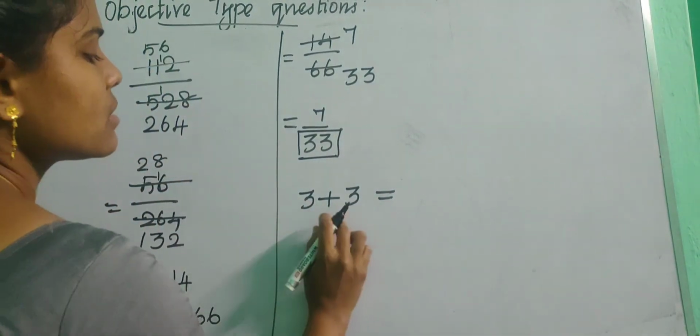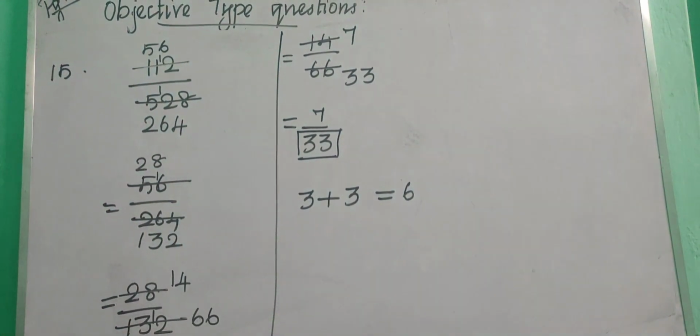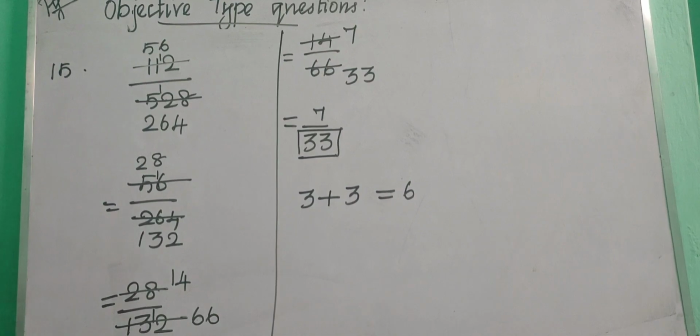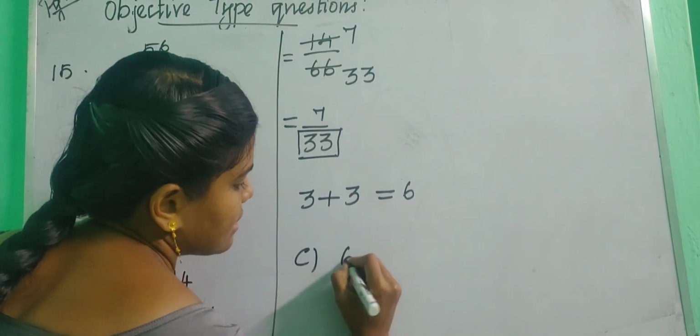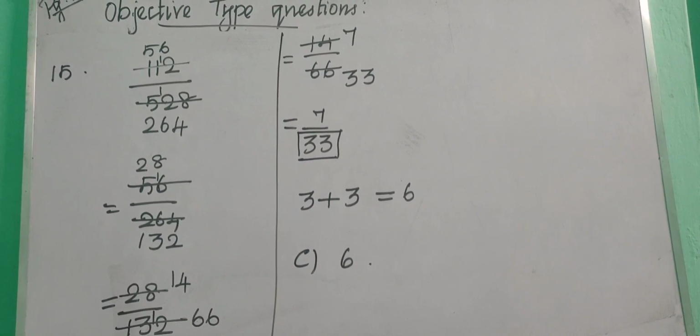So we need to add 3 plus 3. So what will you get? 3 plus 3 is 6. Can you all understood? So the answer is option C. Okay, option C is 6. Okay children, copy it in your notebook. Write down the question, 15th question in your notebook, and after that copy this answer. Okay. So pause the video and write.